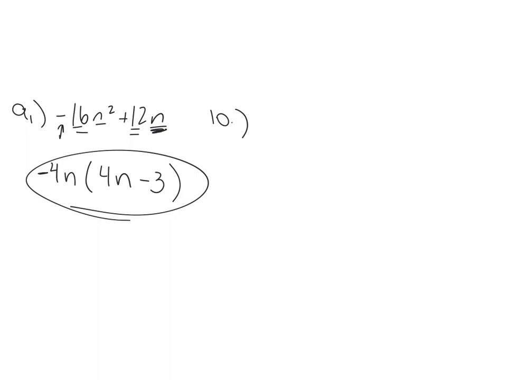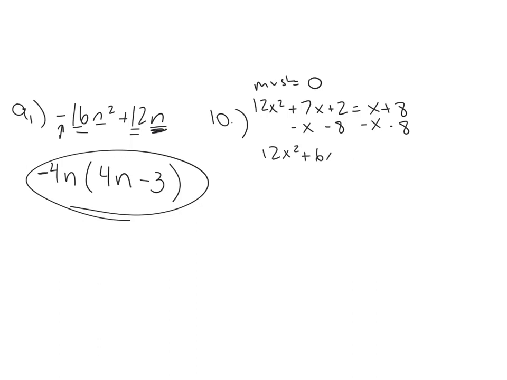Number 10. I have 12x squared plus 7x plus 2 equals x plus 8. Remember, in order to solve, it must equal 0. So if you're going to solve by factoring, you have to make it equal 0. So the first thing I do is subtract x from both sides, and subtract 8 from both sides. So I end up with 12x squared plus 6x minus 6 equals 0.